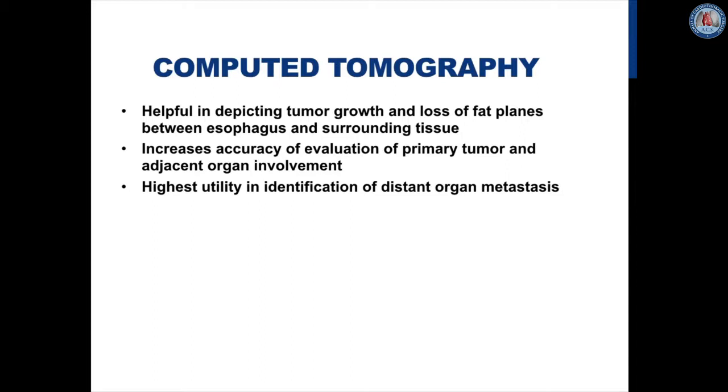CT imaging has limited utility in the assessment of the depth of tumor invasion through the esophageal wall due to its limited resolution. However, it is able to increase the accuracy of evaluation of the primary tumor as well as adjacent organ involvement such as the aorta. However, the highest utility for CT imaging is in the identification of distant metastases to organs such as the lung or liver.